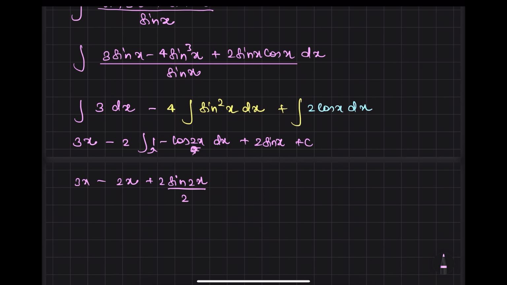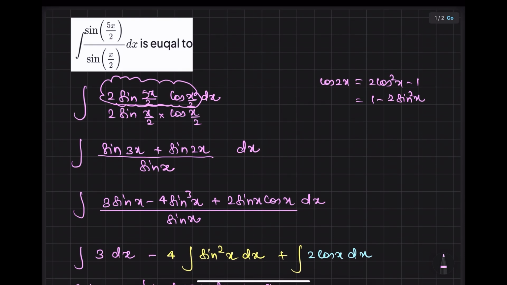Now you have already integrated that, plus 2 sin x plus c. So this 2 is gone. We are left with the answer: 3x minus 2x is x, plus sin 2x, plus 2 sin x, plus c. So this is your required result. I hope the idea is clear and you got the approach. So if you come across similar kinds of situations, you can apply this logic.